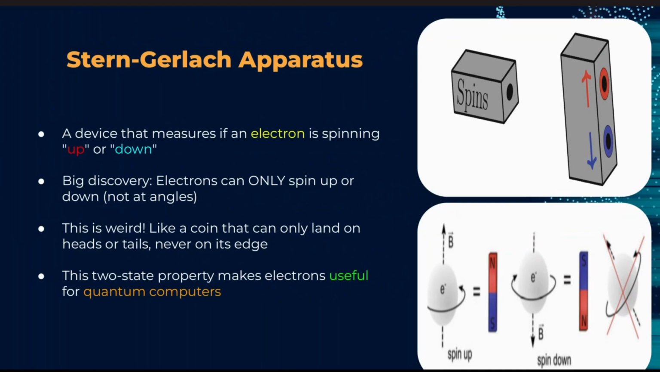This device was also created in 1920 by Otto Stern and Walter Gerlach. What it does is it takes a measurement, and this measurement that the device takes is kind of like flipping a coin, where it can be both heads or tails when it's in the air. However, whenever you're measuring it and it flips and lands on your hand, then it is heads or tails, which is the measurement. This idea of the two-state property is what is useful and helpful for quantum computers.